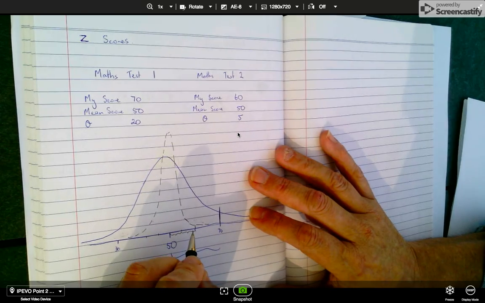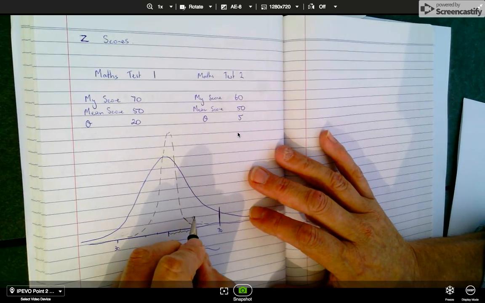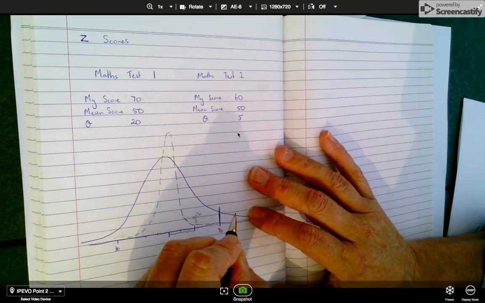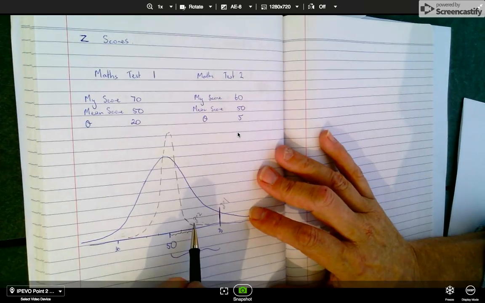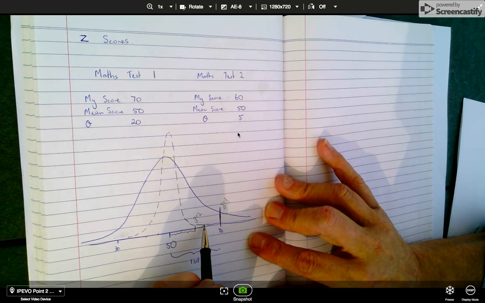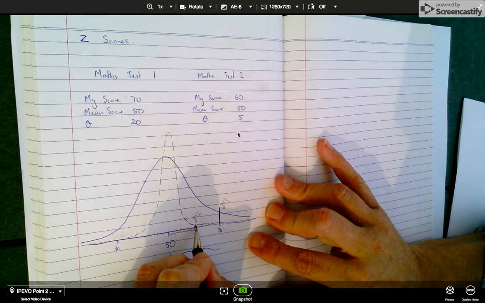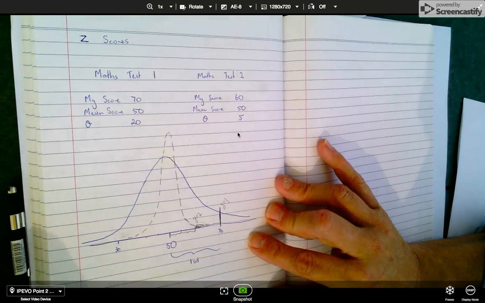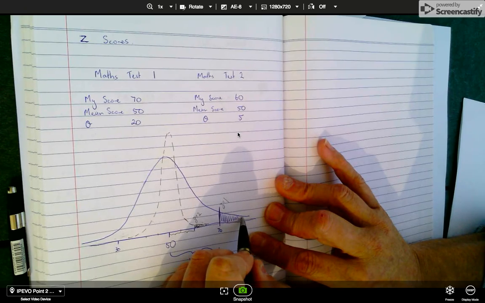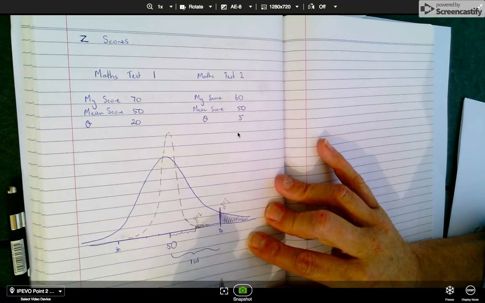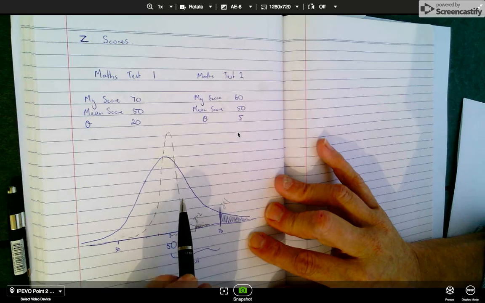So this one has a Z-score equal to 2, and this one has a Z-score equal to 1. In this second test, I'm right up near the tail. There's not that many people in this little area of the graph, whereas in that first test, there's a few more people in this area of the graph. So that's why we use Z-scores, to be able to compare.